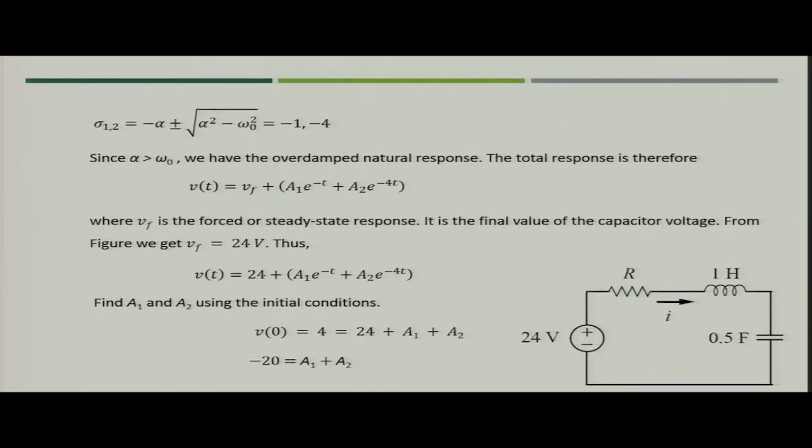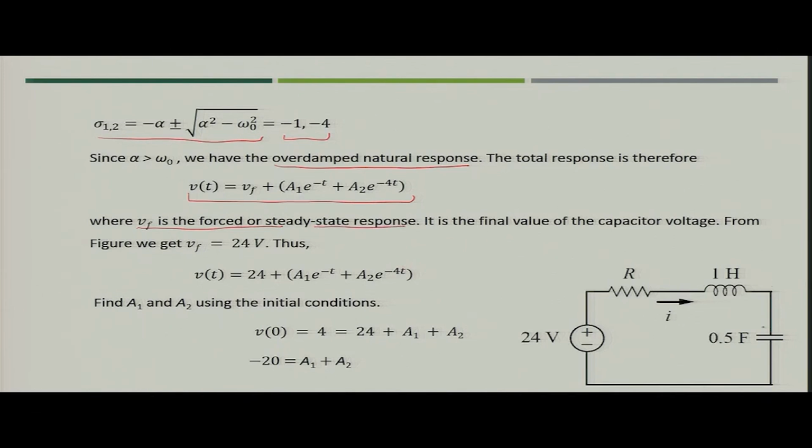So, in this case the overdamped means your value of the characteristic roots would be -1 and -4, which you can find from the formula, that is sigma 1,2 is nothing but minus alpha plus minus root of alpha square minus omega naught square. So, since it is an overdamped natural response, the value of voltage across the capacitor at any time t can be given as a forced response, that is Vf plus A1 e to the power minus t plus A2 e to the power minus 4t. Now, Vf is the forced or steady state response.